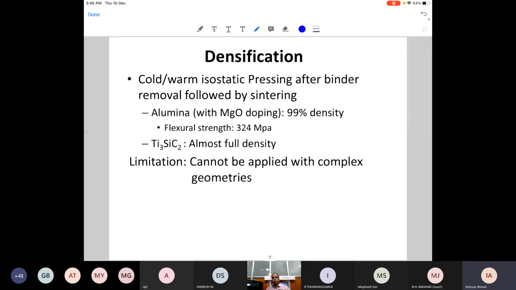Sometimes for densification, you apply warm isostatic pressing, but before that, you have to remove the binders. And by applying isostatic pressing, you can attain greater density. In one example of alumina with magnesia doping, people have achieved about 99% density with a flexural strength of about 325 megapascals. But the only problem with this particular approach is that it cannot be applied to complex geometries.